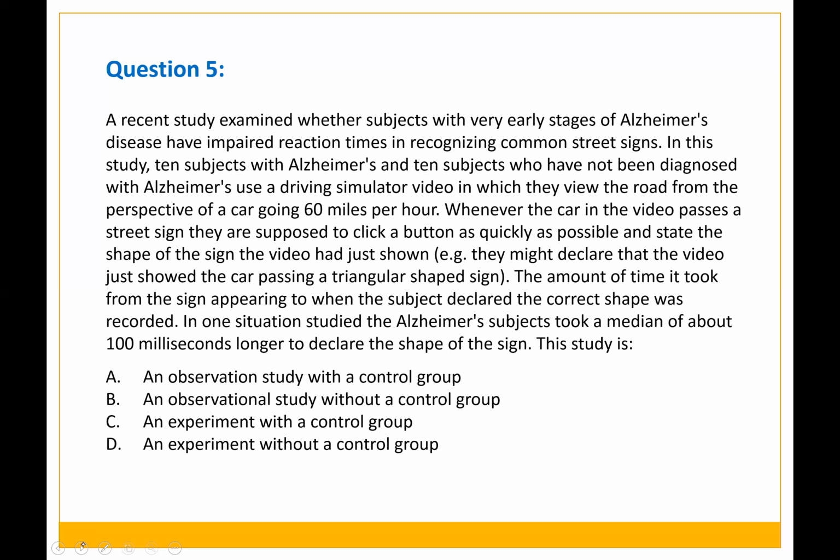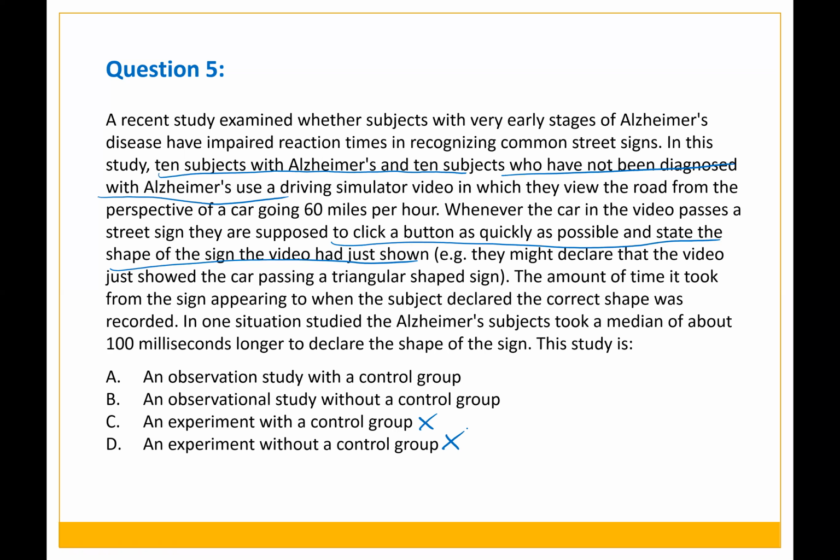In one situation study, the Alzheimer's subjects took a median of about 100 milliseconds longer to declare the shape of a sign. This study is, okay, so you have a group of 10 subjects with Alzheimer's and 10 subjects who have not been diagnosed with Alzheimer's. And the treatment they want to use is that you watch a video and you click a button and say the shape of the sign. So you have 2 different groups, but you cannot randomly assign who gets Alzheimer's and who does not. So obviously, it cannot be an experiment. So C and D are wrong.